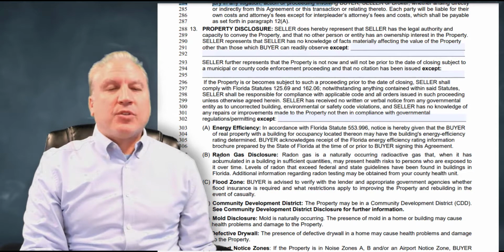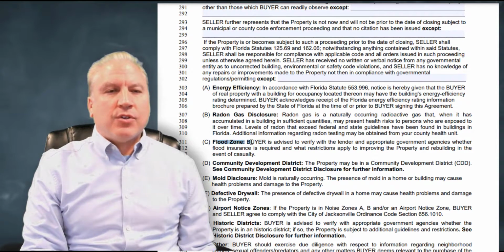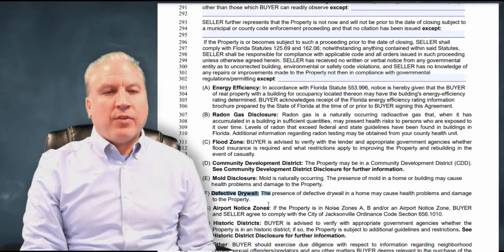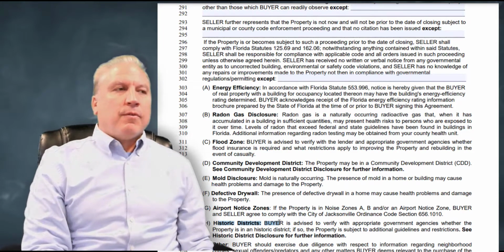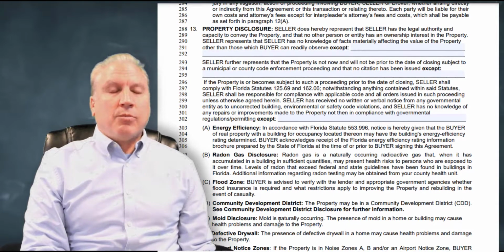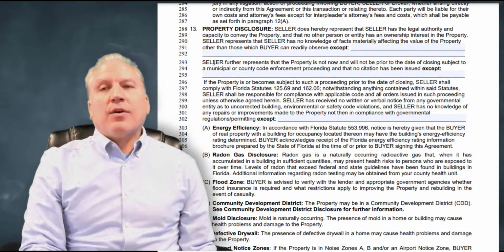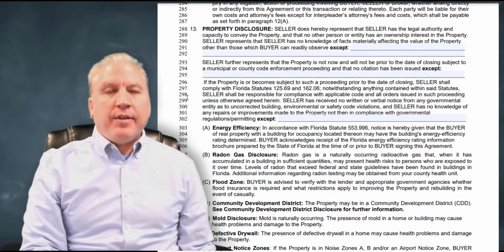There are some very specific disclosures like radon gas, energy efficiency, flood zone, defective drywall. There are all kinds of disclosures you might have to make. Airport notice, if the property is in airport noise zones. Historic district, because sometimes if you're buying a house in a historic district, you might not be able to improve the house or change the house. In general, a seller has to disclose known defects with the house.